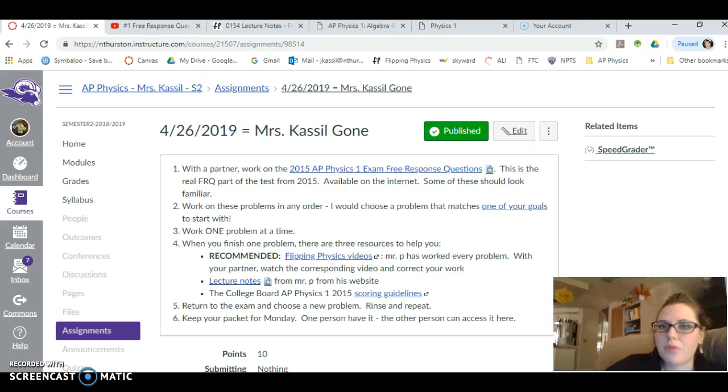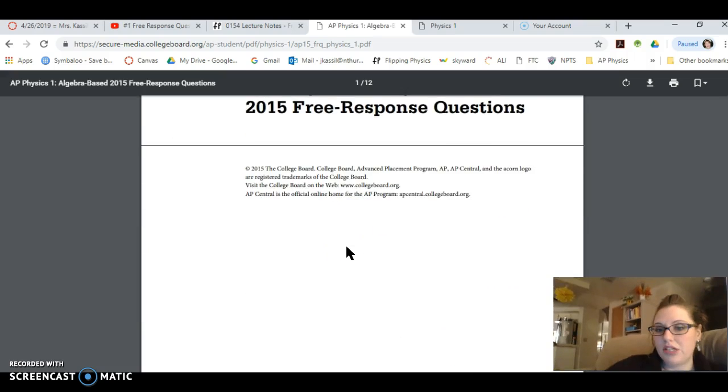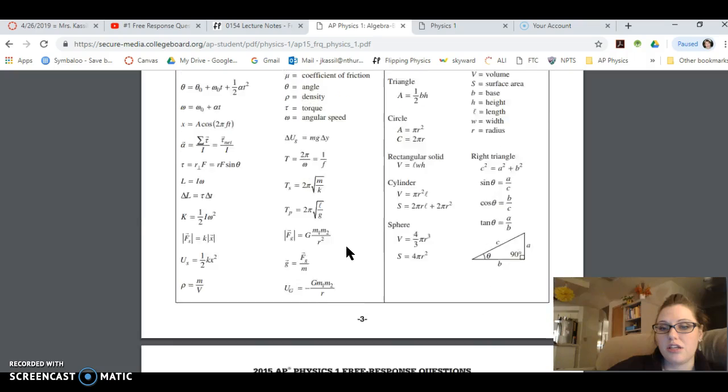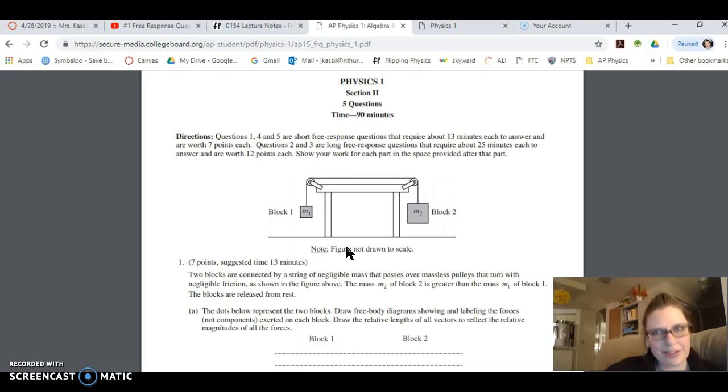So today, what's posted in Canvas for you and what the substitute has for you is the actual 2015 free response portion of the AP Physics 1 exam. The document that you'll share with a partner is very long, begins with the official documentation and the equation sheet that you're used to seeing, and then proceeds to offer you 5 questions. The idea would be that you could complete this exam in 90 minutes. So good luck with that.